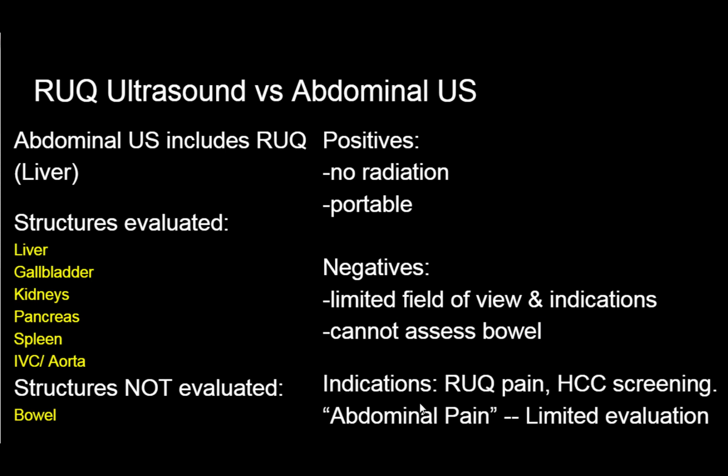Common but not comprehensive indications include right upper quadrant pain to evaluate the gallbladder for cholecystitis, and hepatocellular carcinoma screening for patients with cirrhosis, fibrosis. It's again a very limited evaluation for abdominal pain because you're looking specifically at these structures. So if you're suspecting the pain to be something beyond these specific structures, then CT abdomen and pelvis with IV contrast is more appropriate.